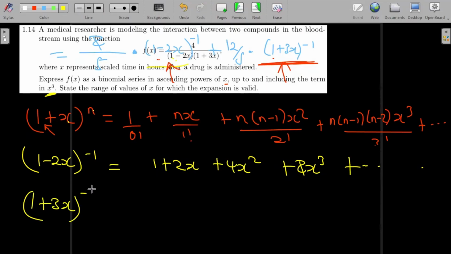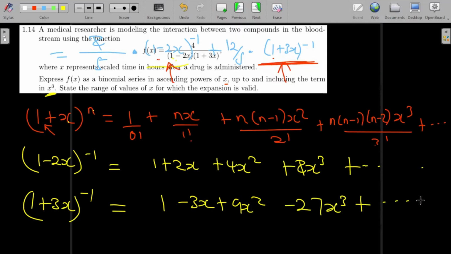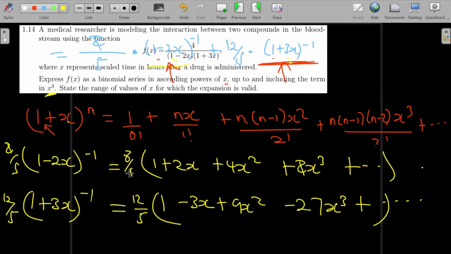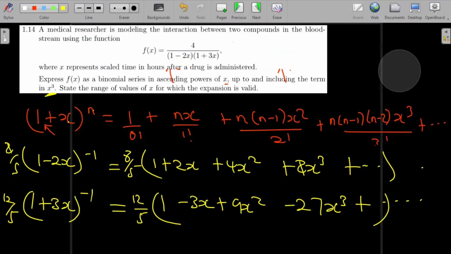So I'm not going to show it, but what you're going to find after you do that will just be 1 - 3x + 9x² - 27x³ + ... So these are the expansions for this part and this part. Remember we are multiplying this with 8/5, and then we are multiplying this with 12/5. So we can put this in brackets and write your 12/5 there. And now we can expand there nicely.